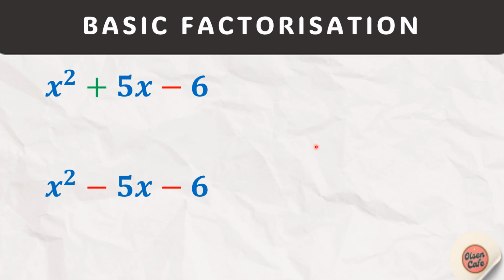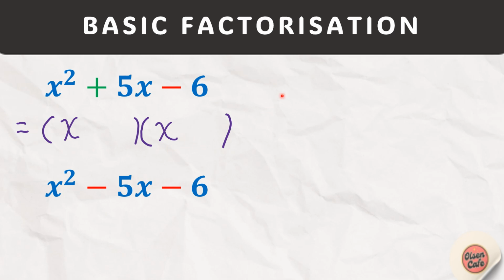Let's take a look at the next two expressions. Over here, you notice that the numbers are exactly the same as the previous two. The only difference now is the sign of the constant terms here. They are both negative. With this negative sign, what is the clue then? This is a clue to tell me that the signs within the two brackets here have to be opposite. Since they are opposite, one must be plus and one must be minus.